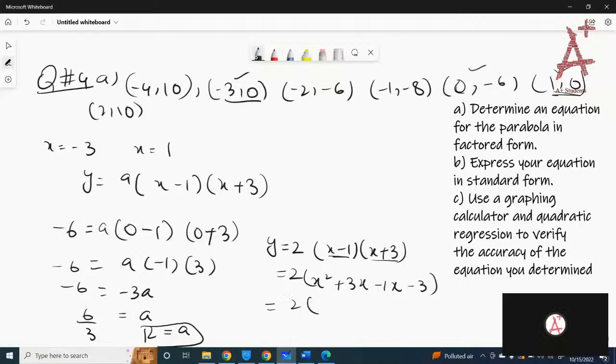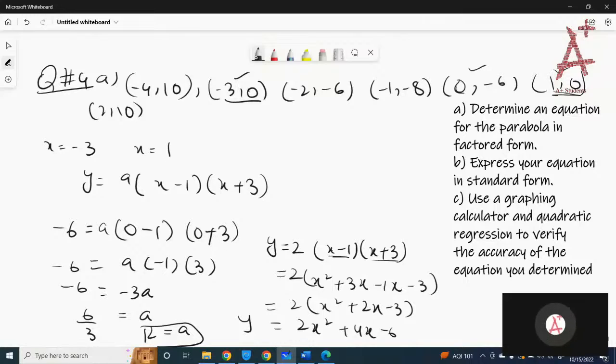So it would be 2 times (x squared, 3x minus x is 2x, minus 3). Just multiply 2 to the numbers. They are 2x squared plus 4x and minus 6. Got it? That is the equation y equals 2x squared plus 4x minus 6.